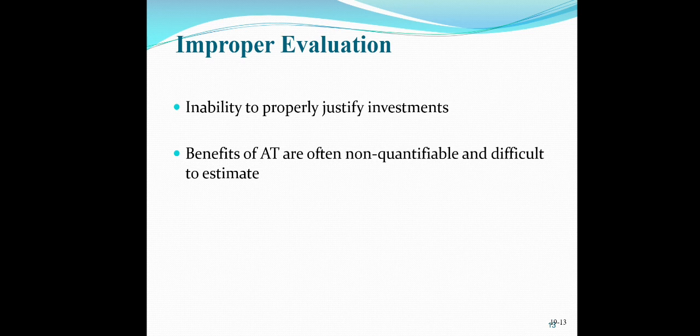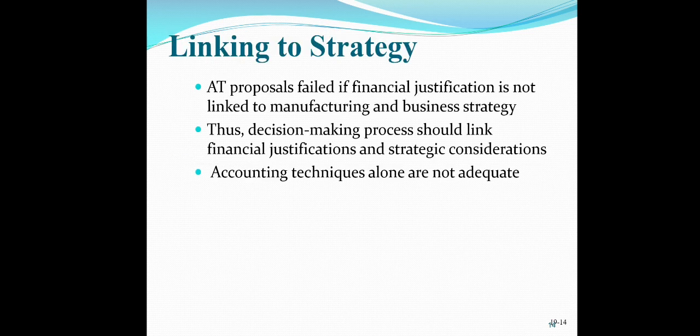Okay, improper evaluation, inability to properly justify investment. Benefits of AT are often non-quantifiable and difficult to estimate. Okay, this is related to strategy. Advanced technology proposals fail if financial justification is not linked to manufacturing and business strategy. Thus, the decision-making process should link financial justification and strategic consideration. And also, accounting techniques alone are not adequate.